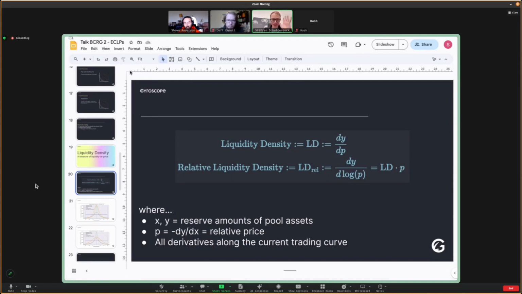Now why is that a good measure, and why is it called liquidity density? I think it's a good measure of liquidity because high liquidity means you can trade a lot without changing the price a lot. Meaning, to change the price a little bit, you have to trade very much. So if this value is high, then you're offering very high liquidity at that point. If this value is low, vice versa. If the value is low, you have a lot of price slippage and spread, which is bad for traders.